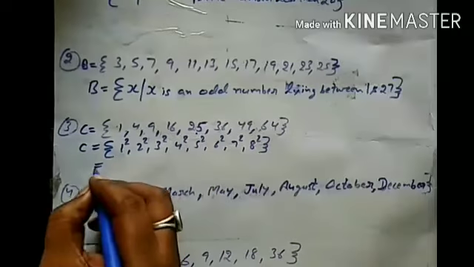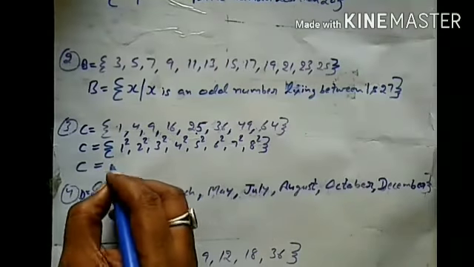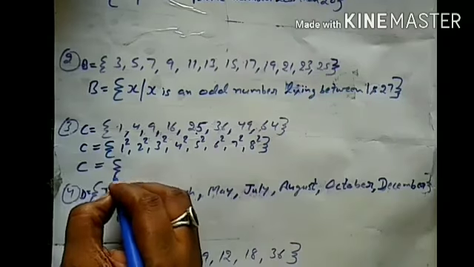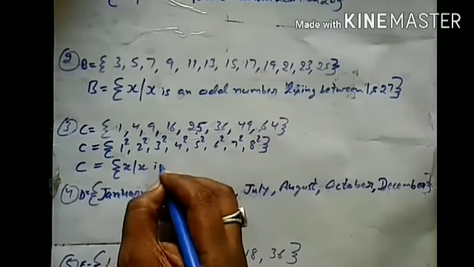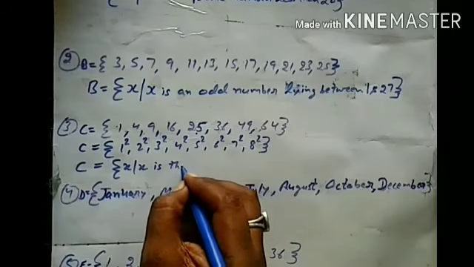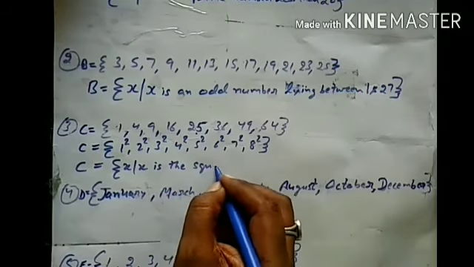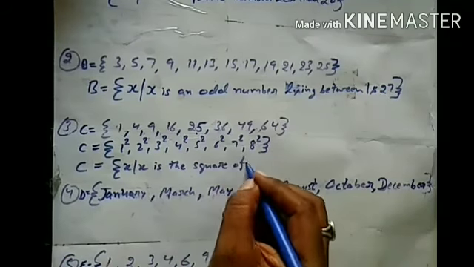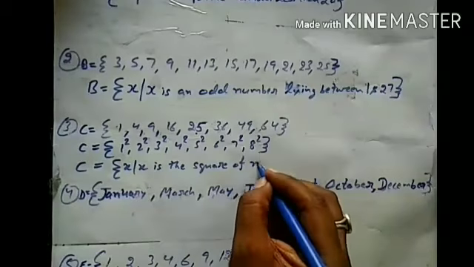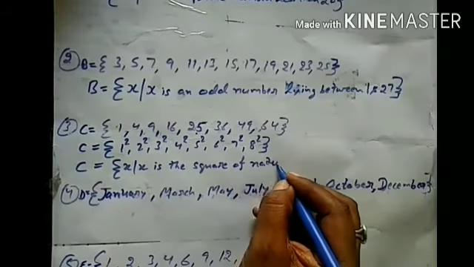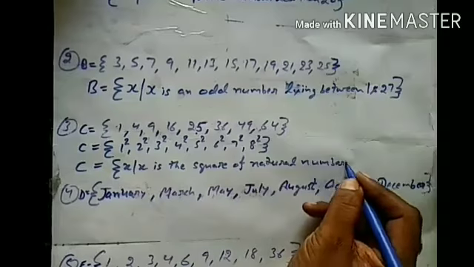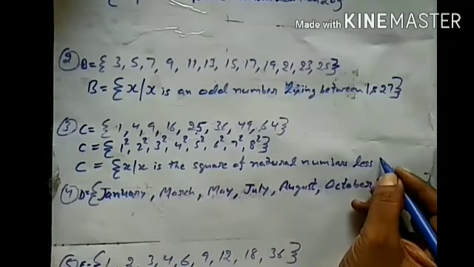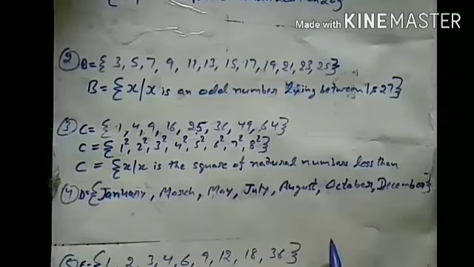So in order to write the set in builder form, the set C is x such that x is a square of natural numbers less than 9.